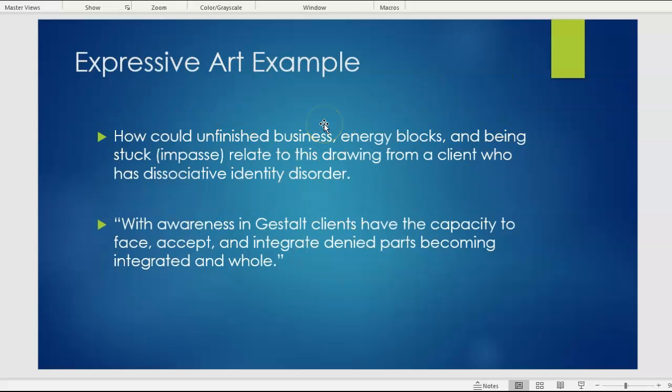So how could unfinished business, energy blocks, and being stuck relate to this drawing from a client who has dissociative identity disorder? With awareness in Gestalt, clients have the capacity to face, accept, and integrate denied parts, becoming integrated and whole. Next week, I will show you that drawing. So it's a little bit different, right, in the way that we're doing things this year. And so in my Gestalt activities, we will do this. So bring DID drawing. I just thought it always a good example to show you how that works in therapy.